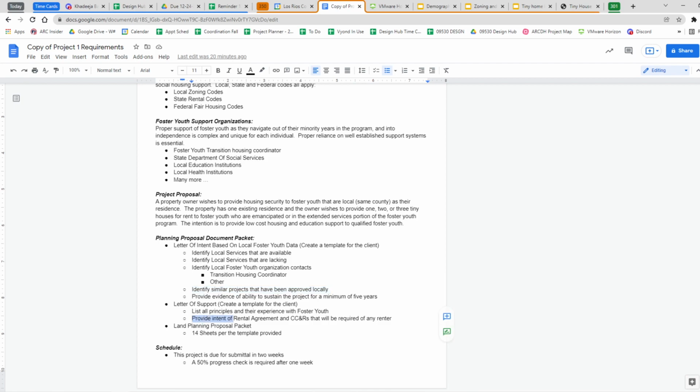By the way, this provision of rental agreements and CC&Rs was a really important topic to our foster youth professionals that we talked with yesterday. They are very interested in seeing a model developed there that might provide some benefit, because they're not really happy with what happens to their foster youth with some of the rental agreements that they are required to sign. So that will be important.